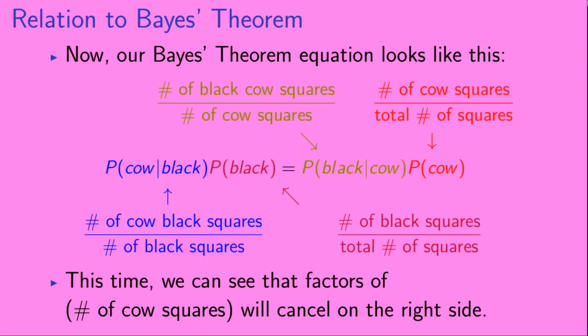Now our Bayes theorem equation looks like this. On the left-hand side, we have the same thing as we had before. But now on the right-hand side, P of black given cow is equal to the number of black cow squares divided by the number of cow squares, and P of cow is equal to the number of cow squares over the total number of squares. So this time we can see that the factors of number of cow squares will cancel on the right side of the equation.